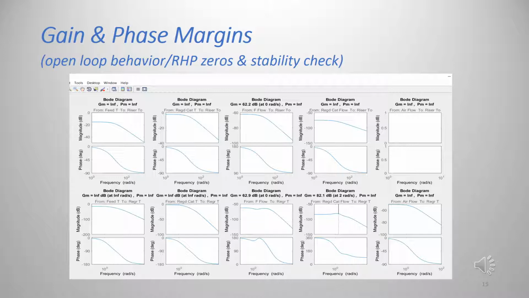In this slide, the gain and phase margin of the individual systems are investigated. As you see, there is no instability in the system, and there is no right half plane zero in the system. The system behaves pretty well, and that's it.